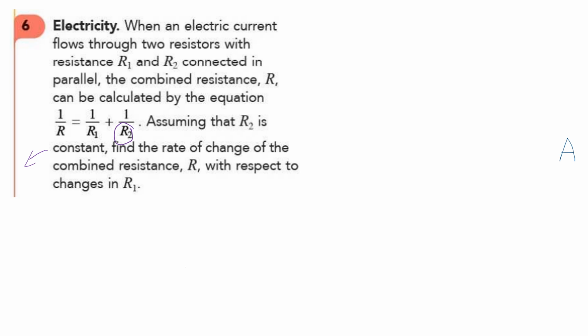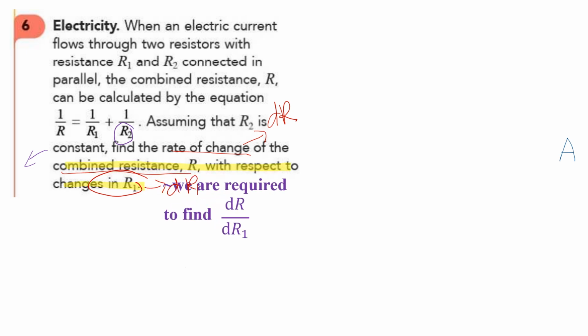So when you differentiate a constant, what do you get? Yes, you get 0. That's the point. What we need to find is the rate of change of the combined resistance. So what does this mean? This means we need to find dR with respect to the changes in R1. Combining both of them, we are finding dR over dR1.